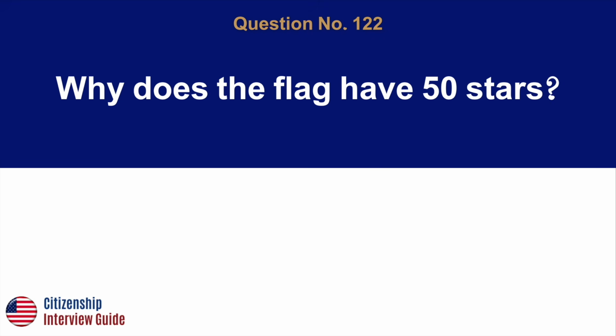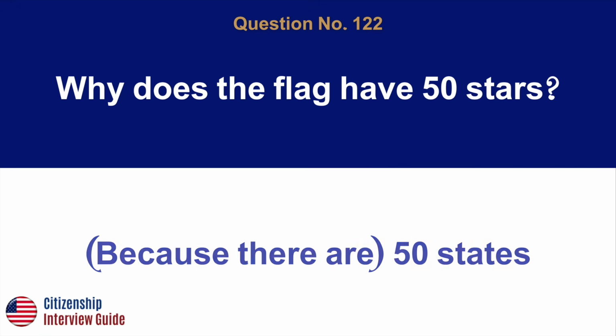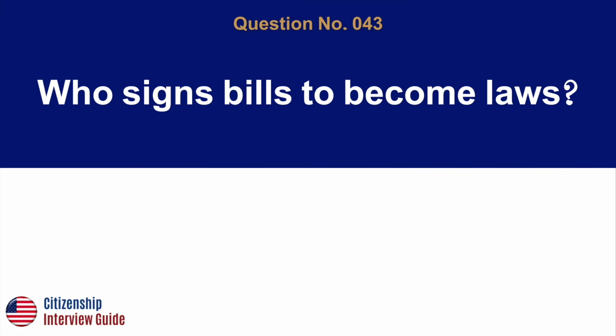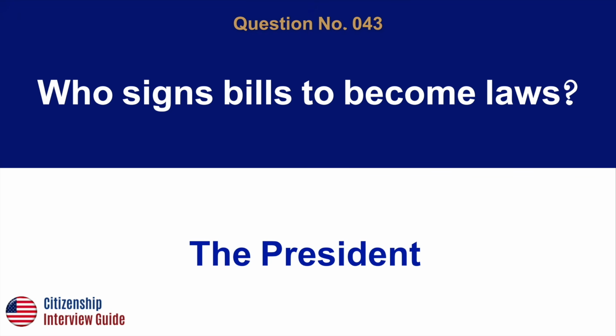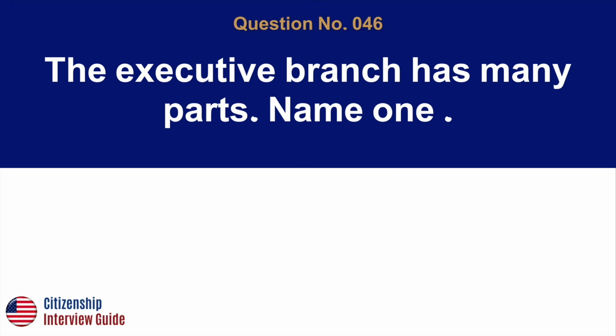Why does the flag have 50 stars? Because there are 50 states. Who signs bills to become laws? The President. The executive branch has many parts. Name one. President.